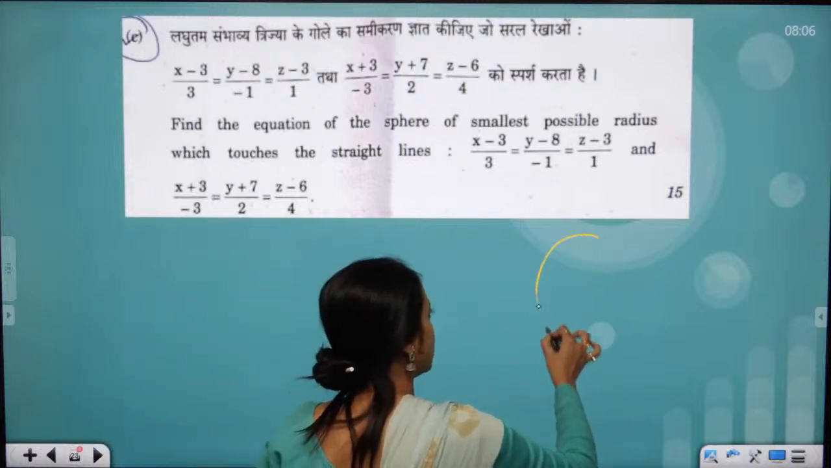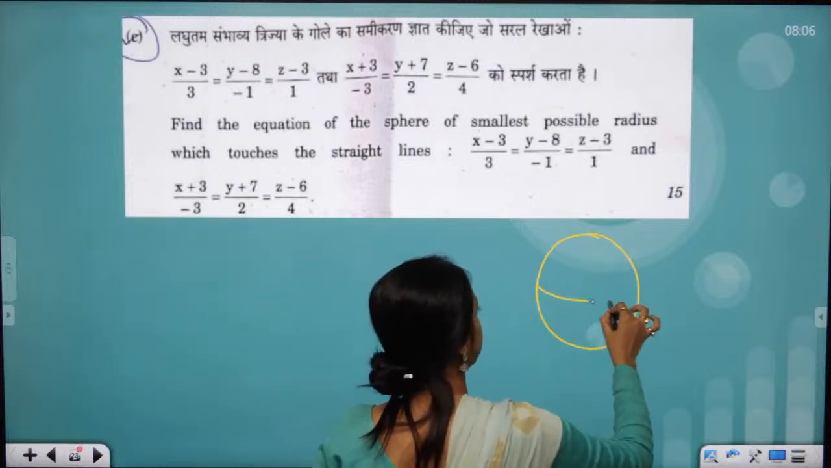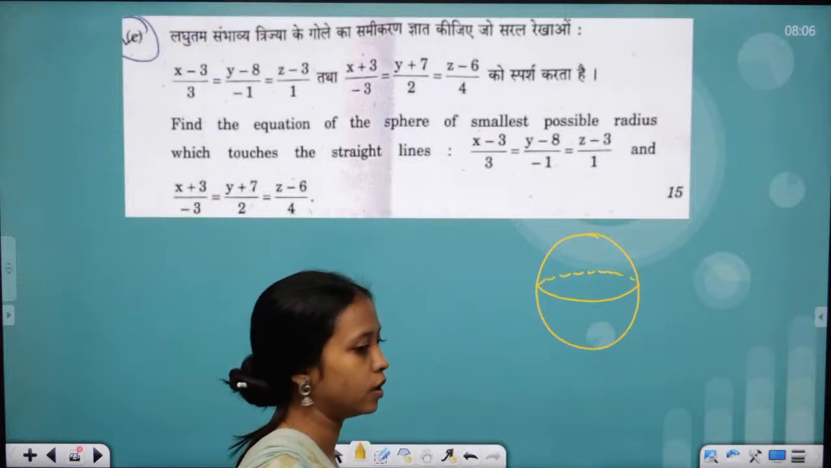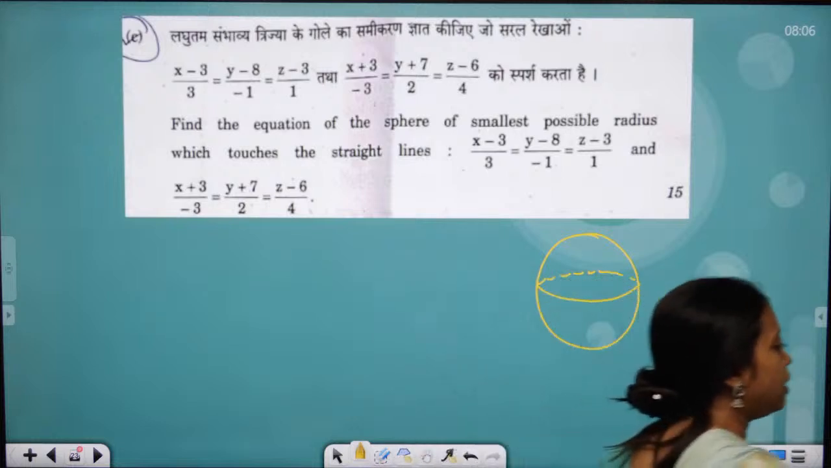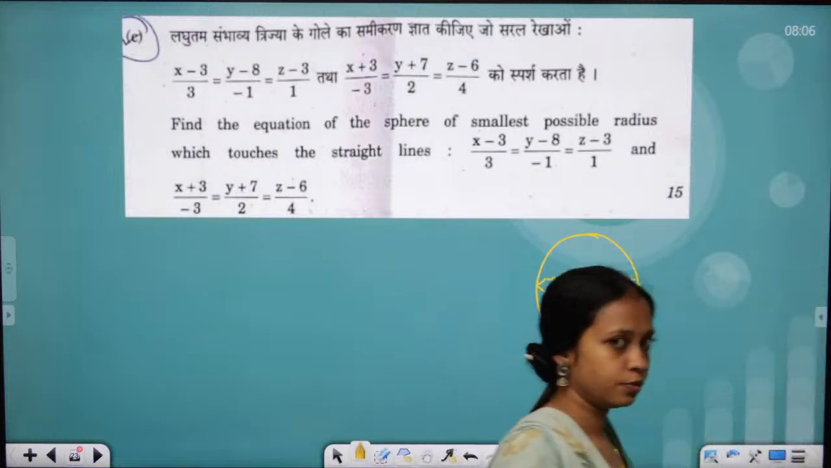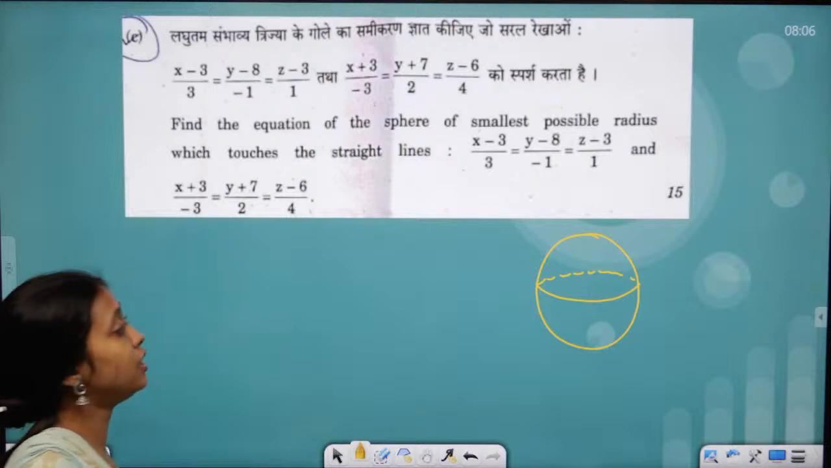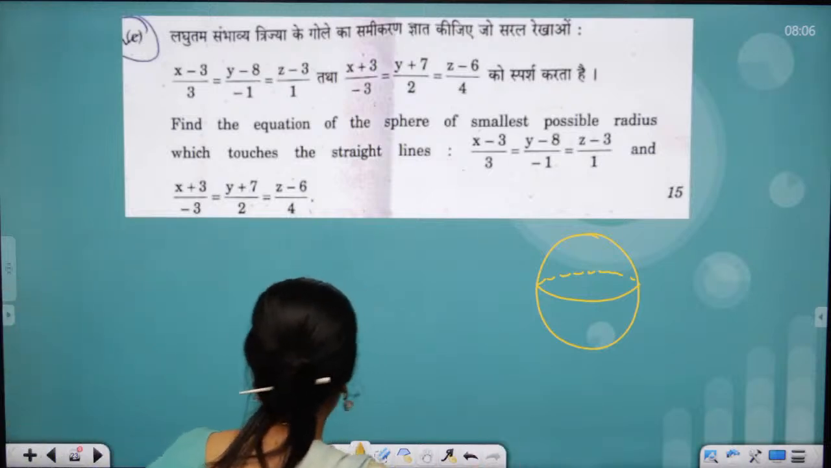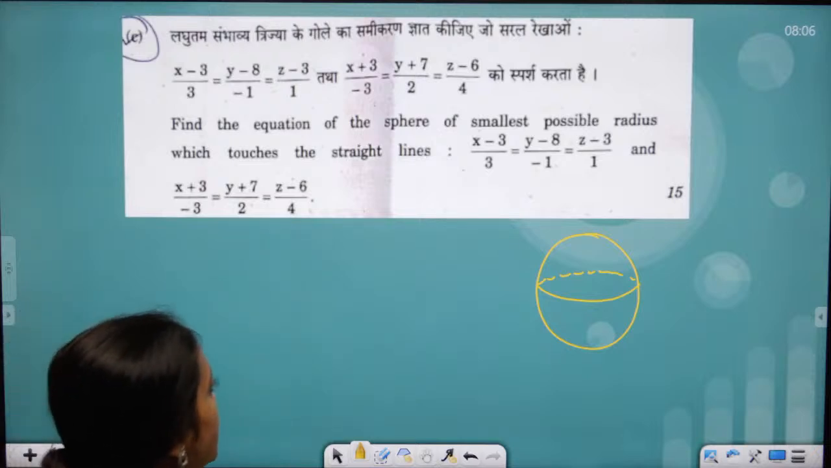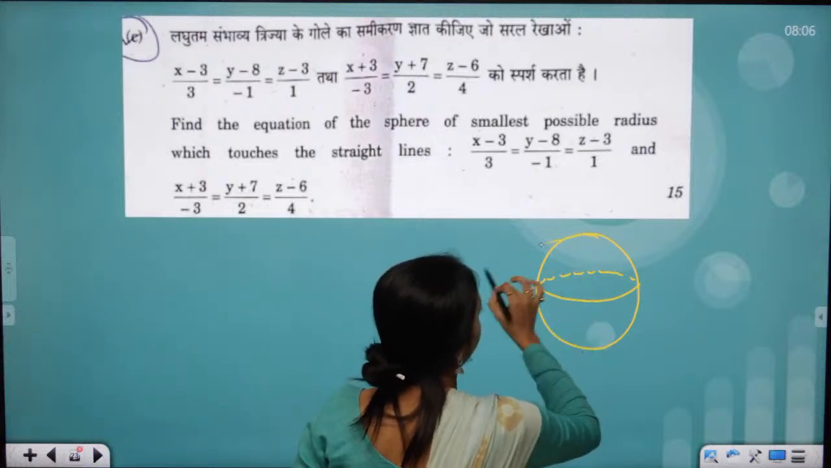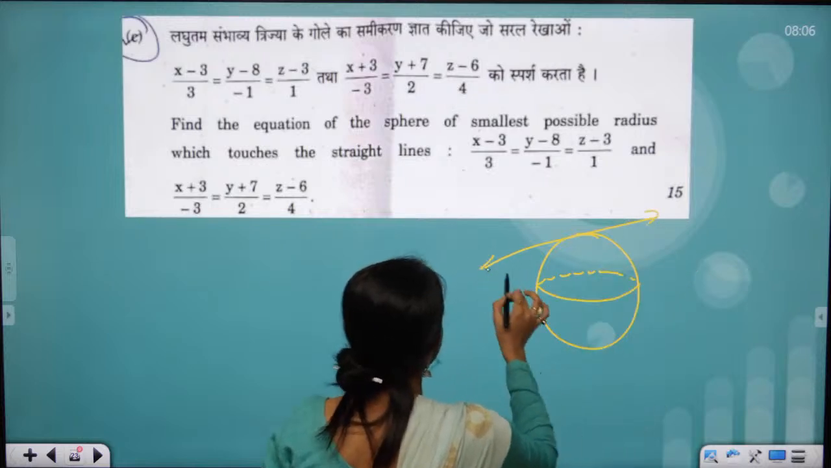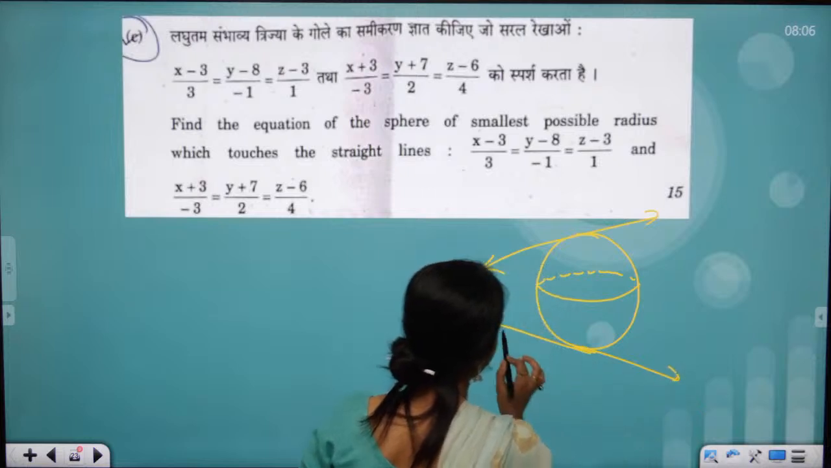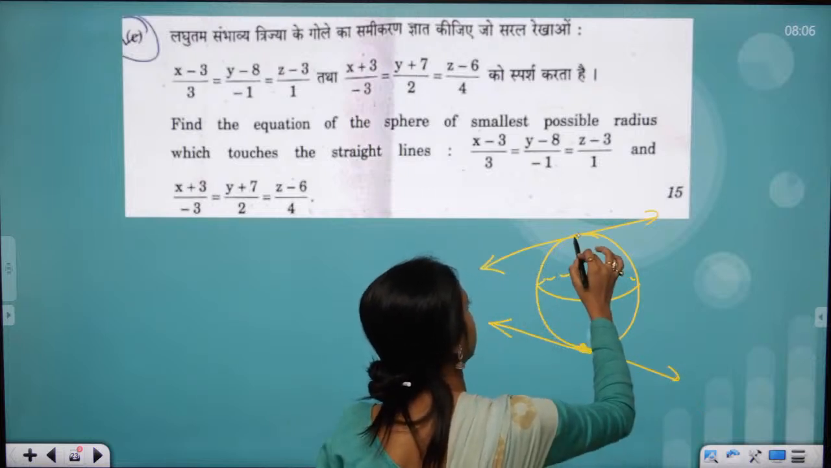See, we have a sphere and two straight lines are given to us. I want the radius of this sphere as the minimum. What does that mean now? For example, these are the two lines, right? So, let us say these are the two lines.